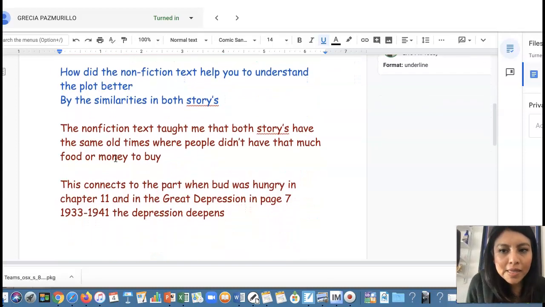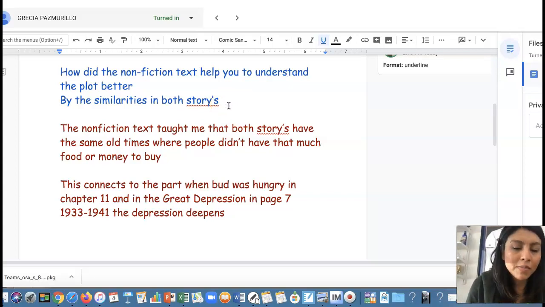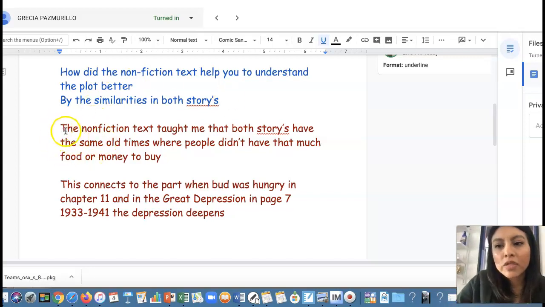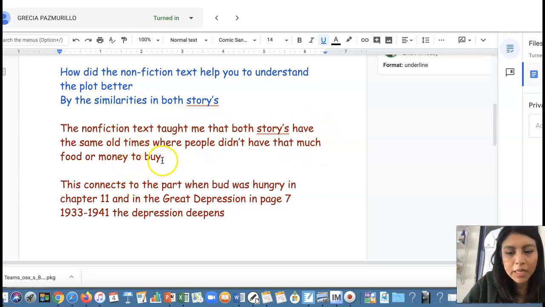And I'm noticing that she kind of wanted to start by naming some of the similarities between the two texts, but she didn't. But it's great that her thinking went to that, because I know that when we are doing cross-text synthesis work, one of the things you might be asking yourself is, how are the two texts similar and how are the two texts different? But then she started to use the sentence starter here. The nonfiction text taught me that both stories have the same old times where people didn't have that much food or money to buy. So here's the claim that she's making.